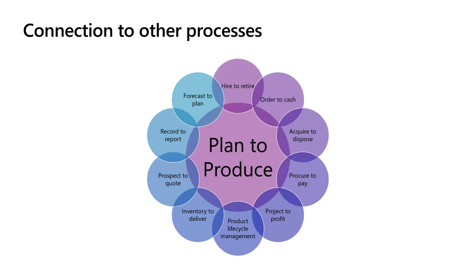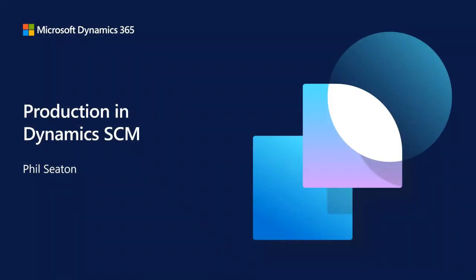Plan to produce is by no means a process that operates in a vacuum, and we'll show how some of these process overlaps occur as we go deeper into the production module. With that, I'm going to hand it over to Phil to talk about what production looks like in Dynamics.